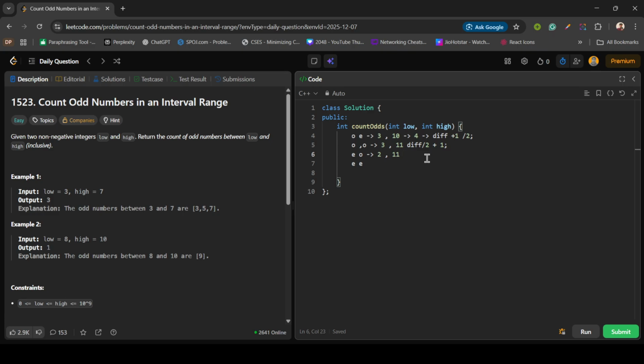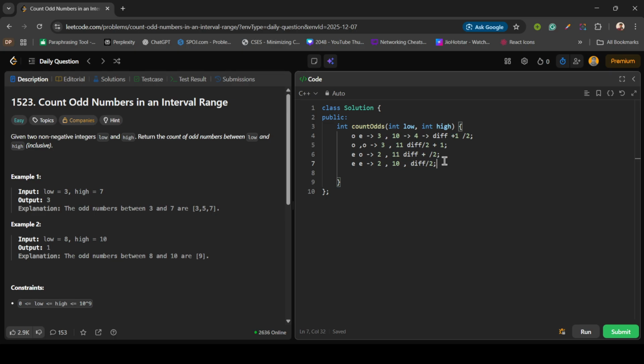But here there are 5 odd numbers, right? The number of odd numbers between 2 and 11, including 2 and 11, is 5 only. So here we are doing (difference plus 1) by 2. And if both are even, let's take an example of 2 and 10. There are 4 odd numbers, right? So we are doing just difference by 2 only. This is the case.